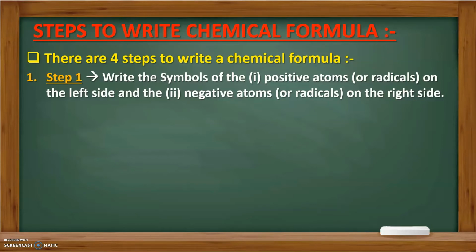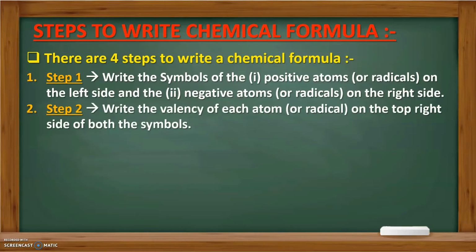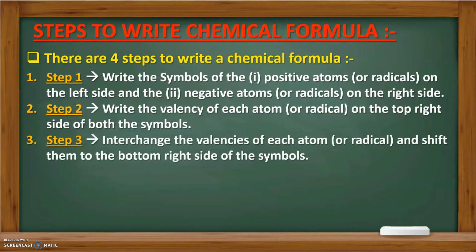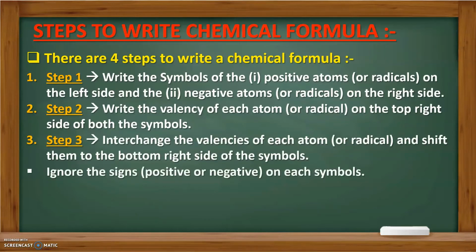In the second step, we have to write down the valencies of each atom on the top right side of both the symbols. In the third step, we have to interchange the valencies of each atom and shift them to the bottom right side of the symbols. During this step, we have to ignore the signs whether they are positive or negative.